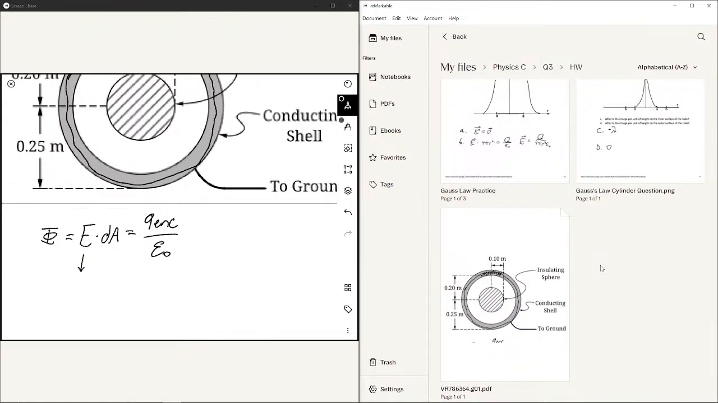Because that's just Gauss's law. We don't have to prove that. Do you understand why? Somewhat. I have somewhat of an understanding, but I can't really explain it well.